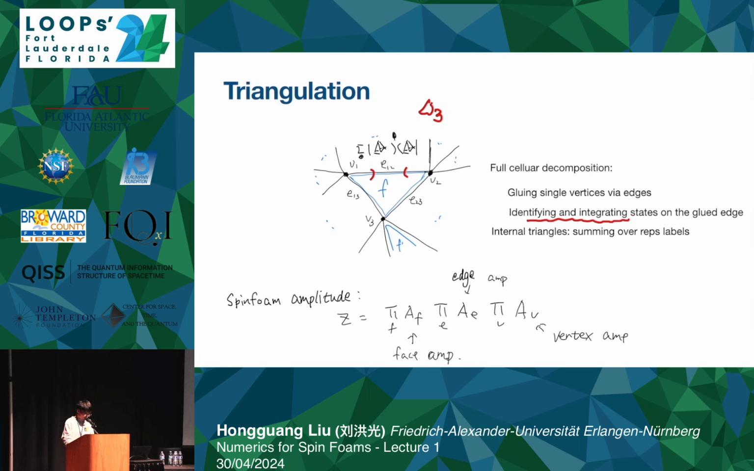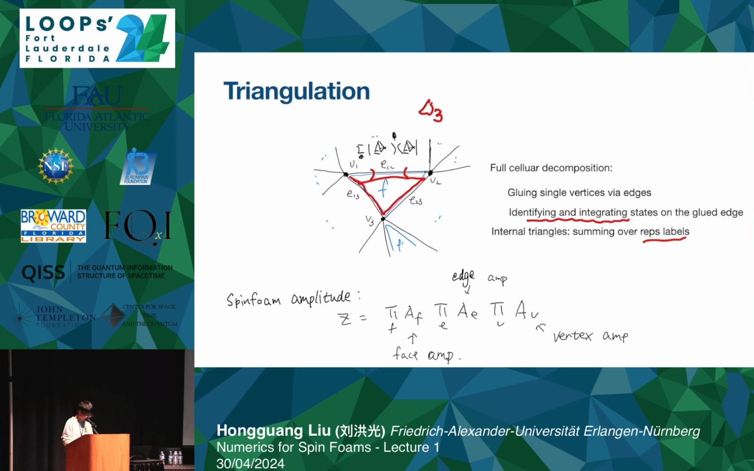And also, we can have internal faces, and we color the internal faces with spin here. So it's representation labels. So this internal face, for example, this one, also needs to be summed over. That defines the whole spin-form amplitude on this 2-complex, or the dual decomposition of the space-time.